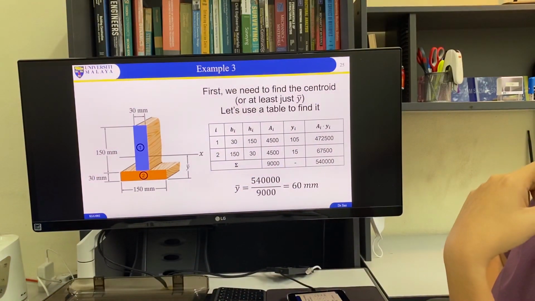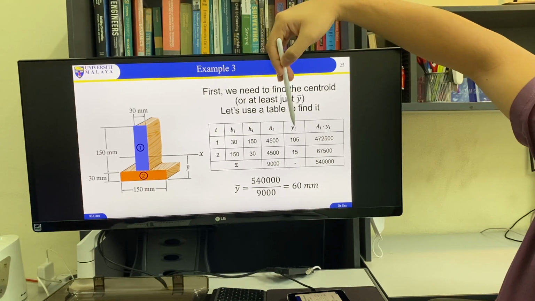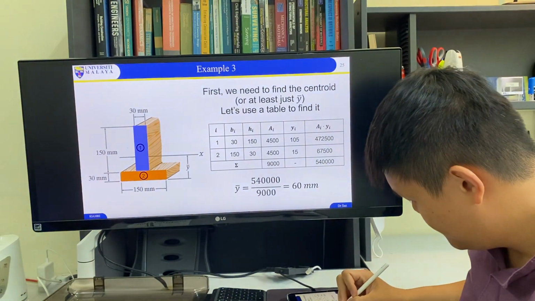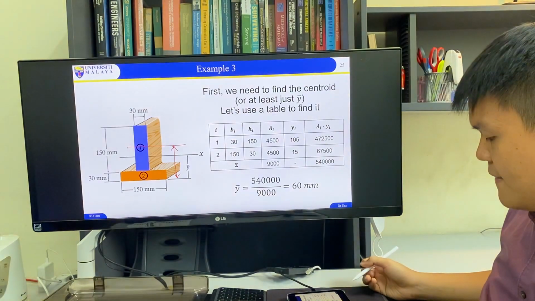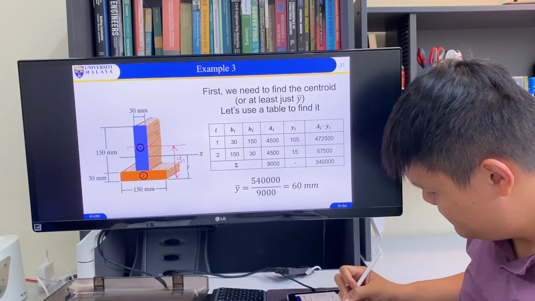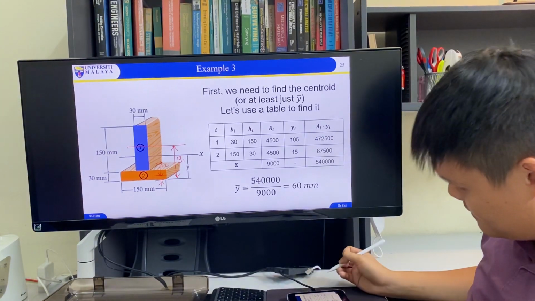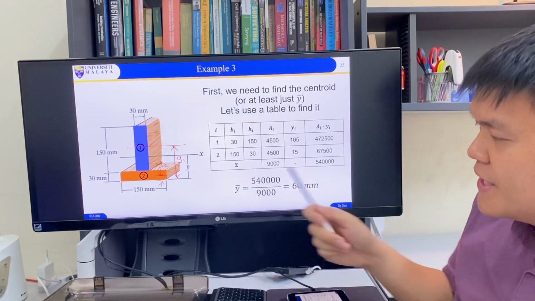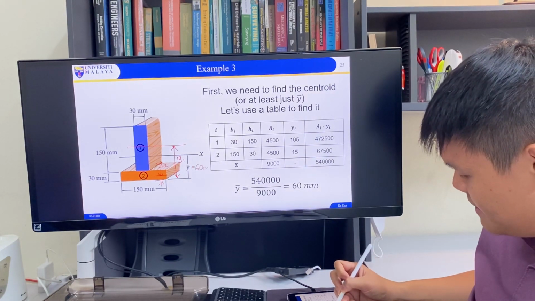Okay. All right. So B times H is A. Y for number 1 should be from here all the way here. And for number 2, it should be just this. Okay, there we go. So just use the table, multiply everything and add everything together. You should get Y bar is 60 millimeters.